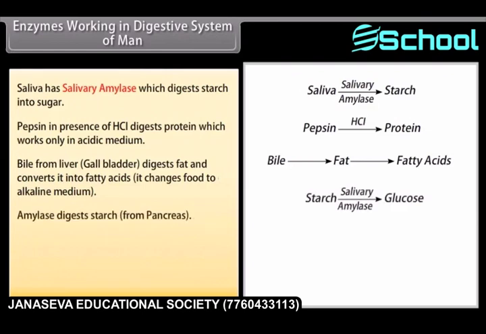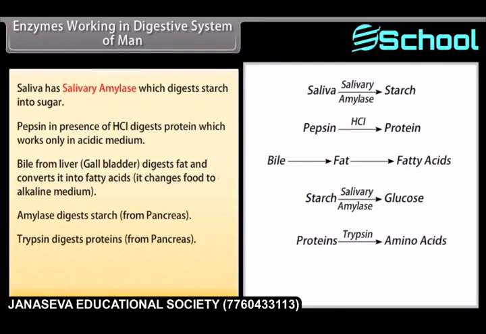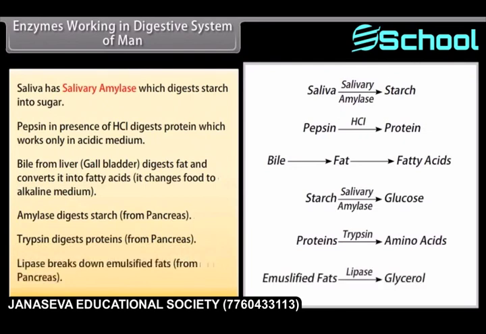Amylase from the pancreas digests starch. Trypsin from the pancreas digests proteins. Lipase from the pancreas breaks down emulsified fats.